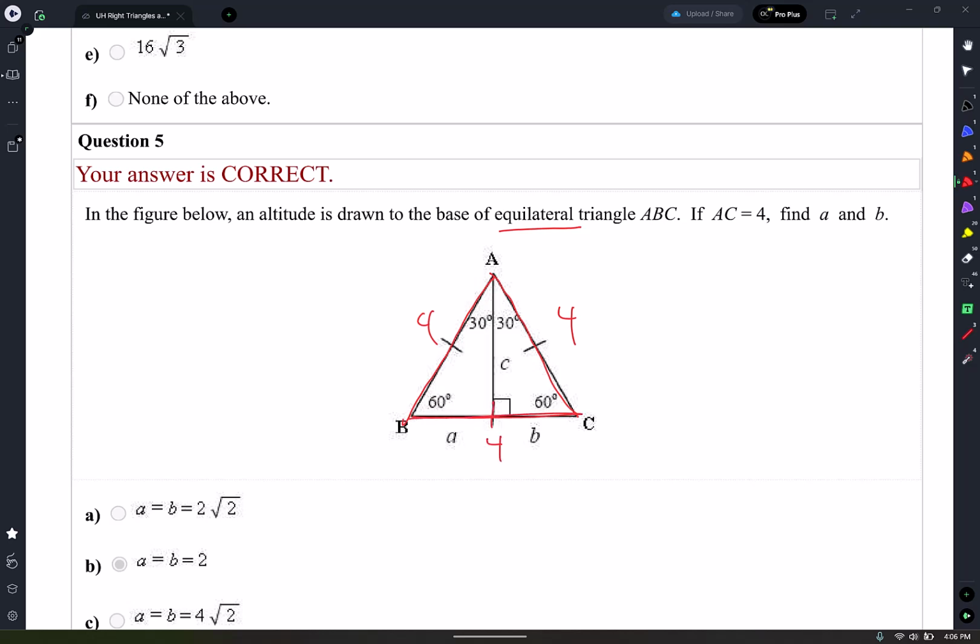Well, if the entire side is 4, that means A plus B is 4, and this cuts it right down the middle. So what do you think A and B is? Yeah, 2. A equals B, which equals 2. Do you see how we did it, guys?